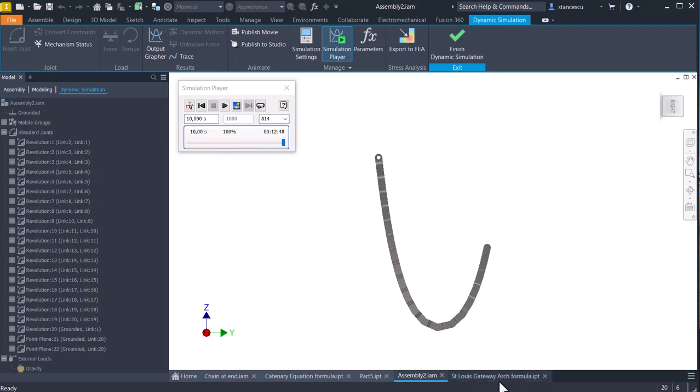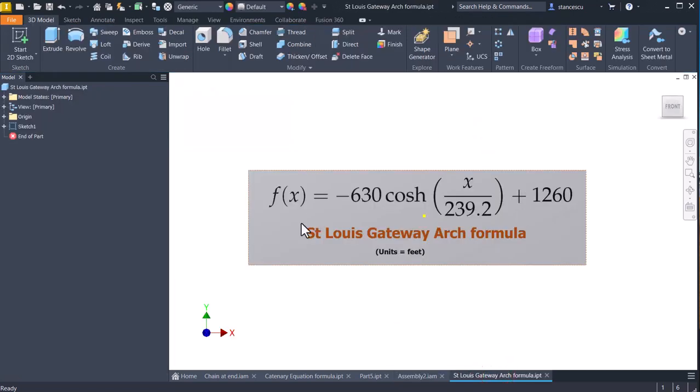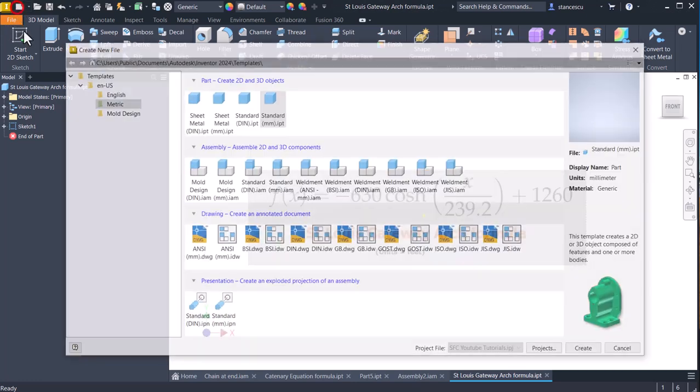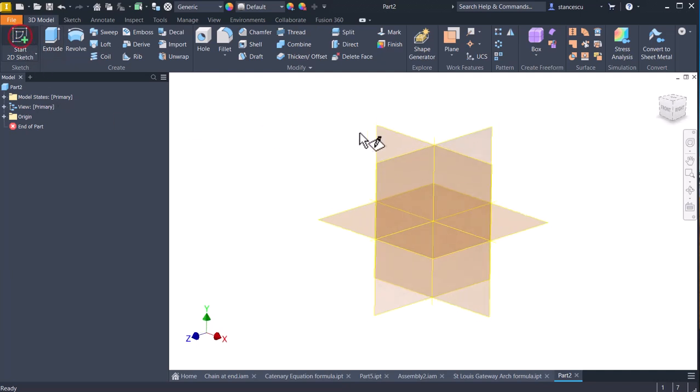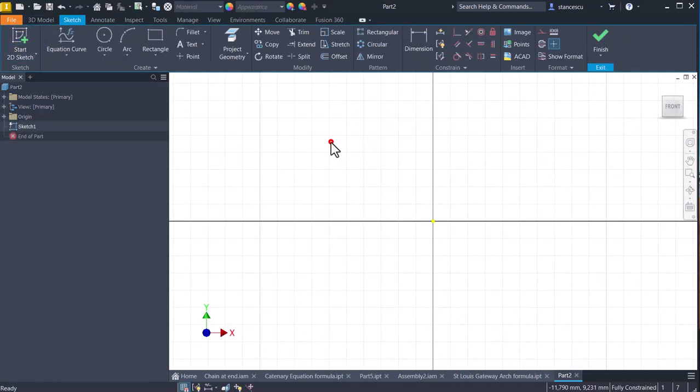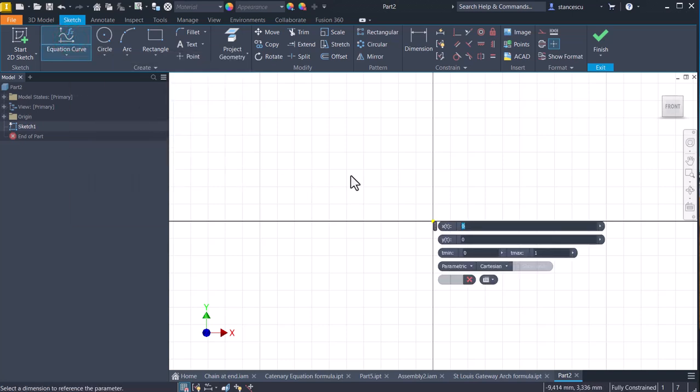Since we have the formula for the St. Louis Gateway which is here in feet, let's try to create this curve. Start standard millimeters IPT, sketch XY, and we use equation curve as explicit.